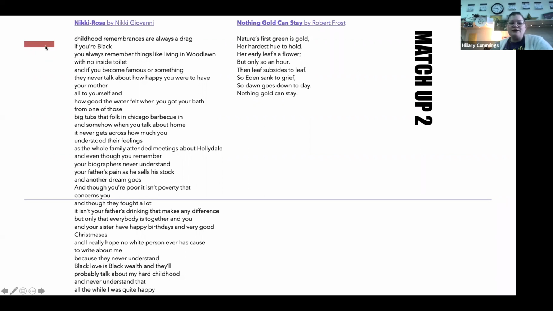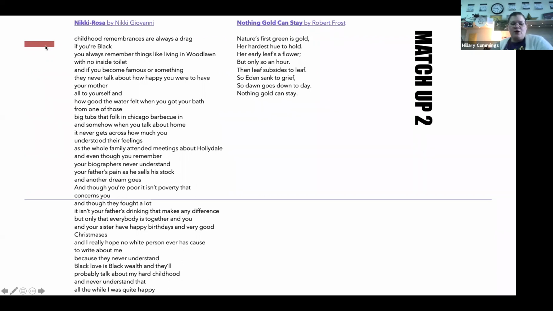And somehow, when you talk about home, it never gets across how much you understood their feelings as the whole family attending meetings about Hollydale. And even though you remember, your biographers never understand your father's pain as he sells his stock and another dream goes. And though you're poor, it isn't poverty that concerns you. And though they fought a lot, it isn't your father's drinking that makes any difference, but only that everybody is together and you and your sister have happy birthdays and good Christmases.